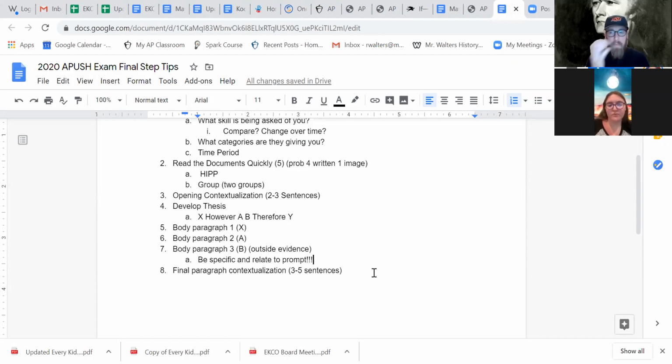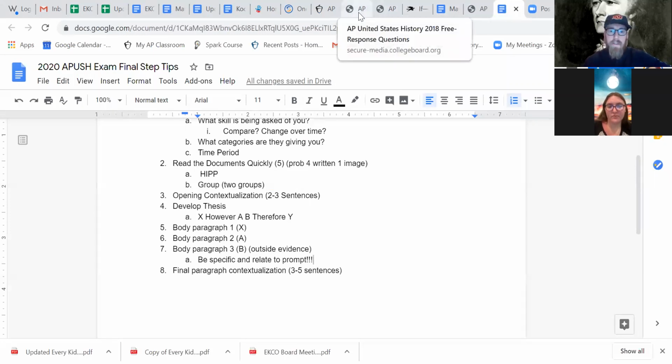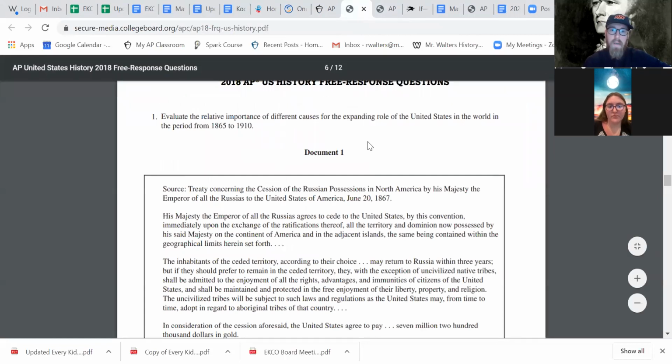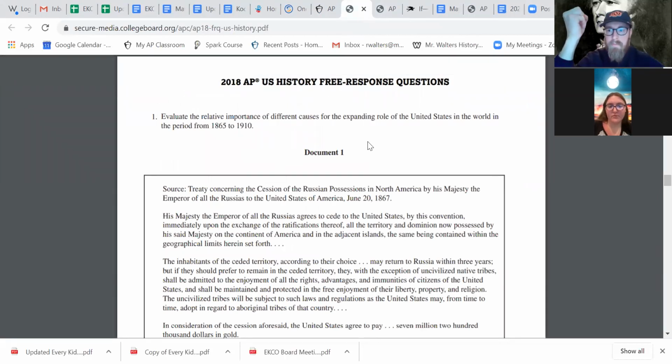So let's say, and we're going to look at some examples of this here in a second, we've got examples there that will be for this cause, okay? So we might say that a cause was imperialism, okay? So that'll be a paragraph. We might say that there was an economic or a religious reason for the expanding role too. So we've grouped all of those things together.